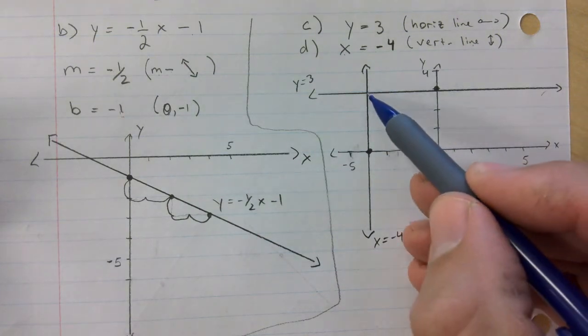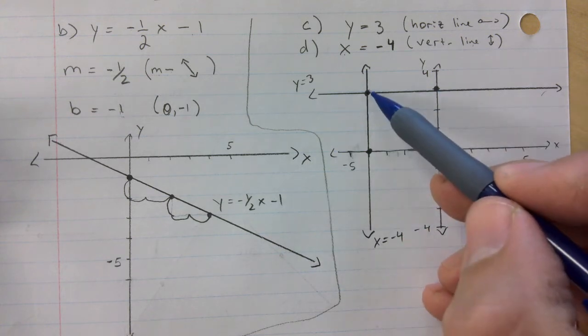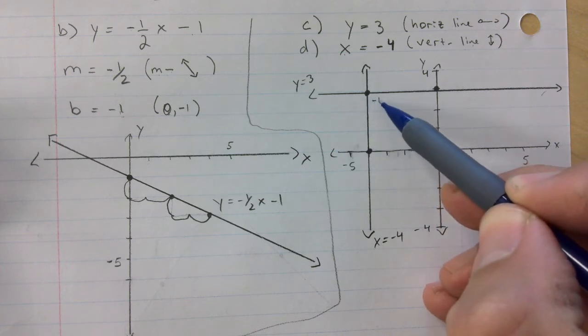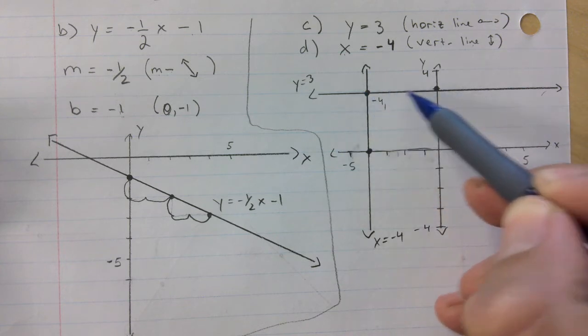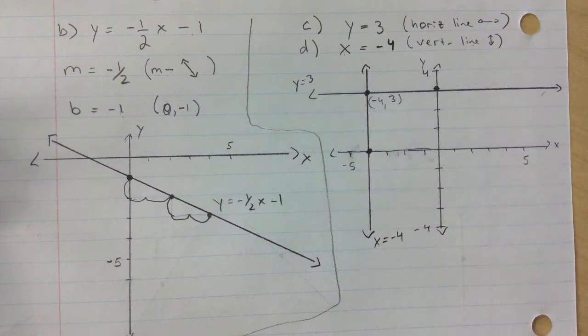Pop quiz. What are the coordinates of this point right here? This here. My x is -4, right? What's the y here? 3. There you go. See? Boom, you found the coordinates of that intersection. So we're going to do that pretty soon. We're going to have intersections happening.